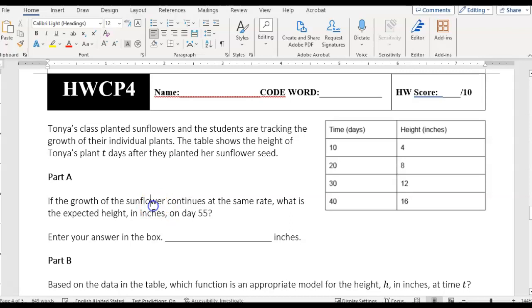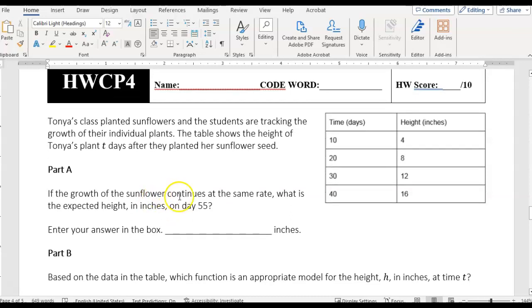All right. So part A, if the growth of the sunflower continues at the same rate, what is the expected height in inches on day 55? So looking at this, it looks like every 10 days, it's growing 4 inches, right? So we're adding 4 between all of these every 10 days. So at 50 days, we would be at 20, and at 60 days, we would be at 24. We can reason then on day 55, it would be at 22 inches.